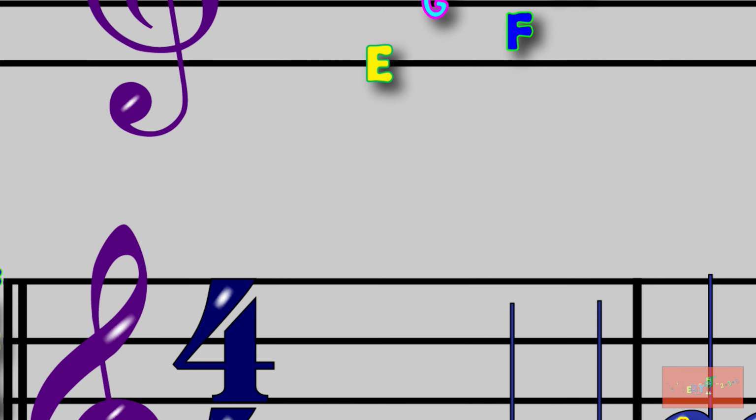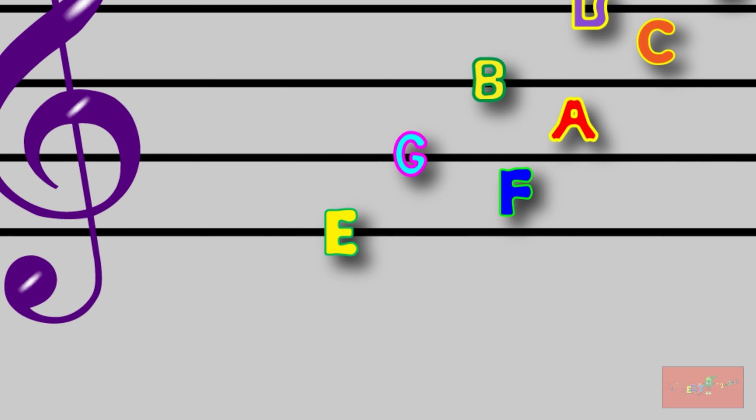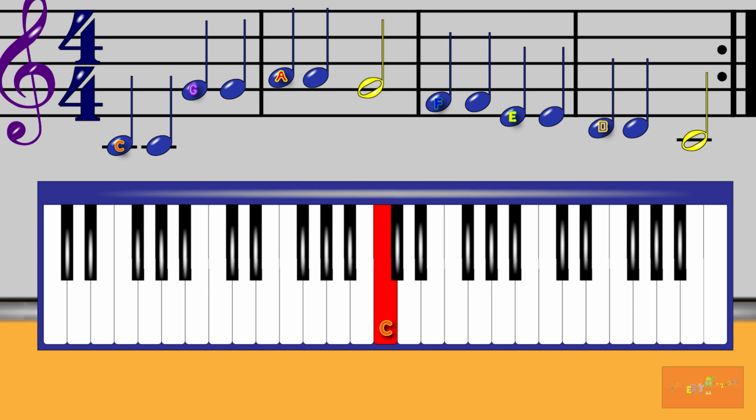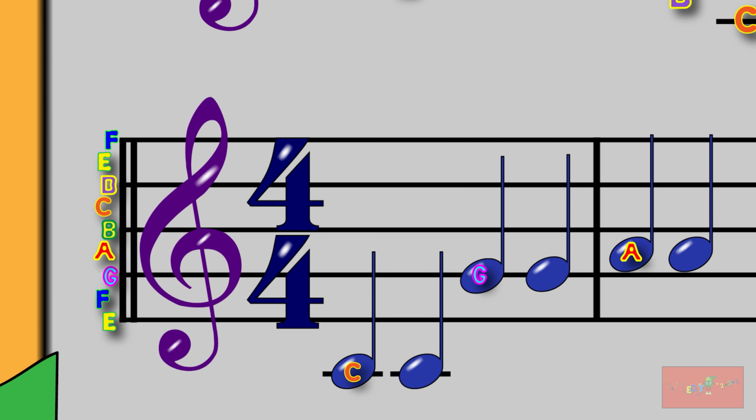Extend meaning add to. If you start on E in the first line, all you have to do is go through the alphabet backwards without skipping any lines or spaces. You see, the space below E is going to be D. Next, we have that first ledger line below the staff. This is C. This is also called middle C on the piano. Because we have a clef sign, which is the treble clef, each note has a pitch now.